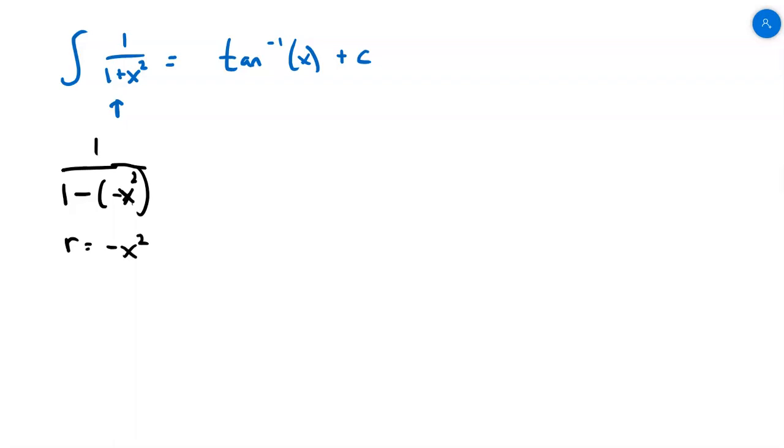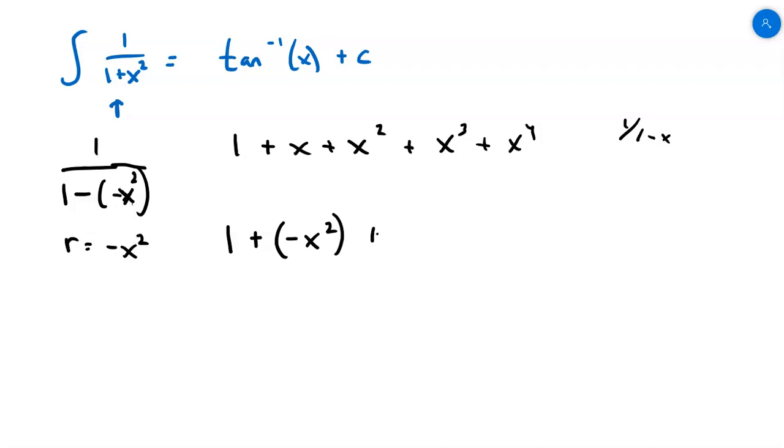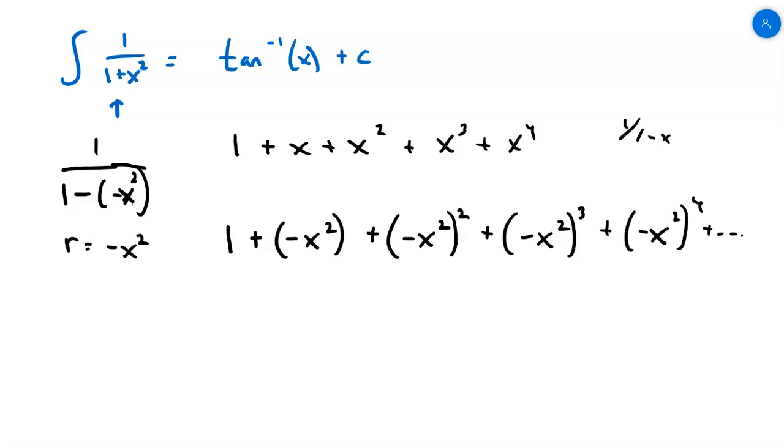So if I start with, instead of having 1 plus x plus x squared plus x to the third plus x to the fourth, right? That would be for 1 over 1 minus x. Instead, I'm going to replace all those x's with negative x squared. So I get 1 plus negative x squared plus negative x squared squared plus negative x squared to the third plus negative x squared to the fourth, and so forth. Let's clean this up a little bit on both sides.